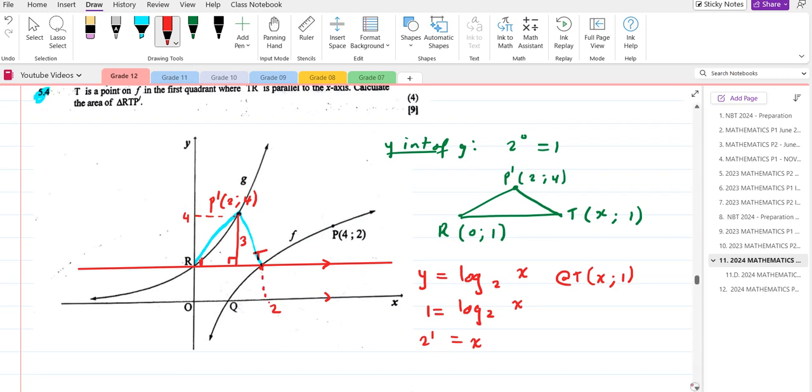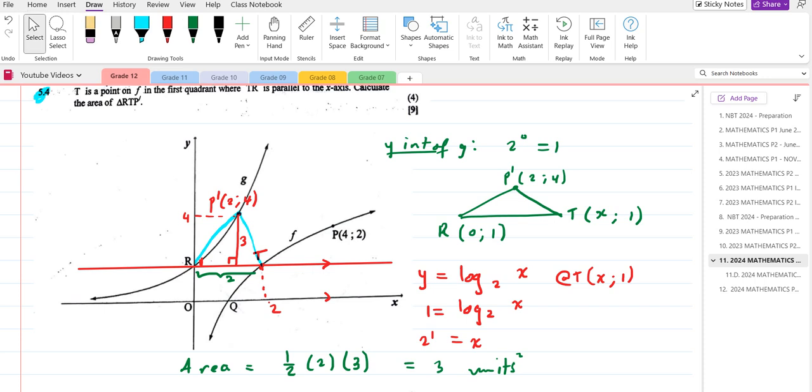Okay, now very nice problem, lovely problem. So now the distance from here to there is 2. So what's the area? Area is half times the base, which is 2, and the height, which is 3. So that cancels out. We got 3 units squared. I hope you guys understood that. Very nice problem.